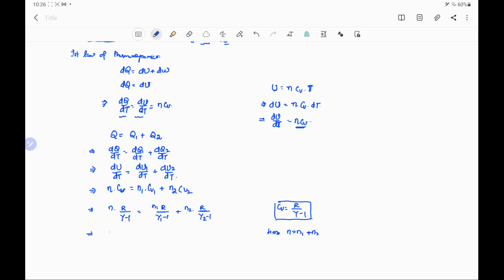So we can write N1 plus N2, and R gets cancelled from the left hand and right hand side. So (N1 + N2)/(gamma - 1) equals N1/(gamma1 - 1) plus N2/(gamma2 - 1). And this is the final relation which we had to derive. So this relation we have to memorize. It is very important and problems are asked on this relation.